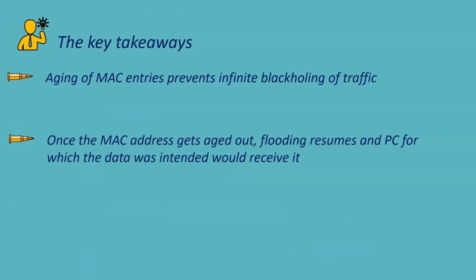Okay. Second thing is, once the MAC address gets aged out, flooding would resume, and the PC for which data was intended has the possibility of receiving it. Right here, we had moved PC3, and then you saw how once the entry in the MAC table for MAC address C got deleted, the switch started flooding again, and that's how PC3 again received the frame. That's the concept of aging of entries of the MAC table. Okay.